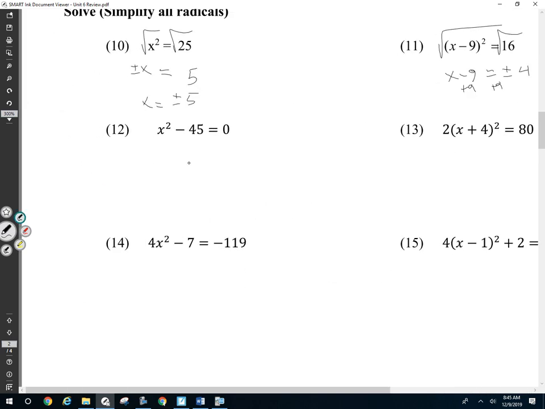So that's our second answer. If you have things that could be isolating the x squared first, go ahead and do it. I add 45 to isolate this x squared. Then I square root, and x equals plus or minus root 45. Now I'm going to want to try to simplify this. Root 45, the biggest perfect square is 9. 9 times 5, the square root of 9 is 3. You would write this as plus or minus 3 root 5.